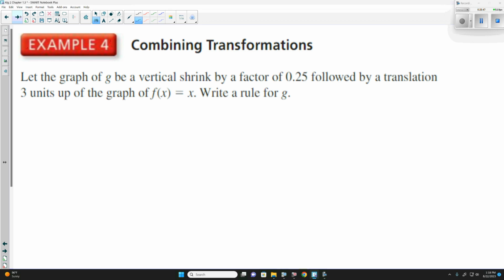Combining transformations. The biggest thing I will say with combining transformations is take it one at a time and do it in the order in which they're listed. So let g be a vertical shrink by a factor of 0.25, followed by a translation 3 units up of the graph of f of x. So don't try to do this all at once. Do it one step at a time.